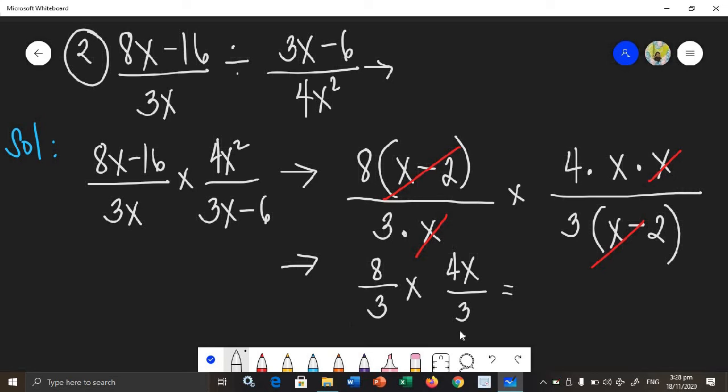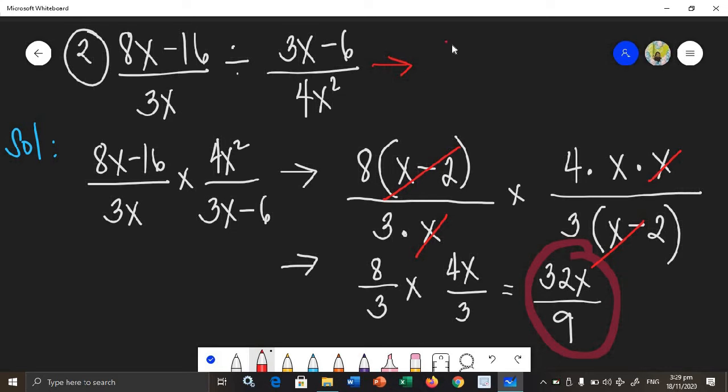And now, we should multiply the numerators and denominators. So here we have 8 times 4x, the answer is 32x, and then 3 times 3, that is over 9. So therefore, this will be now your quotient, okay? We are looking for the quotient, not the product. Because we are dividing, don't make a mistake here. So 32x over 9 is the quotient of example number 2.